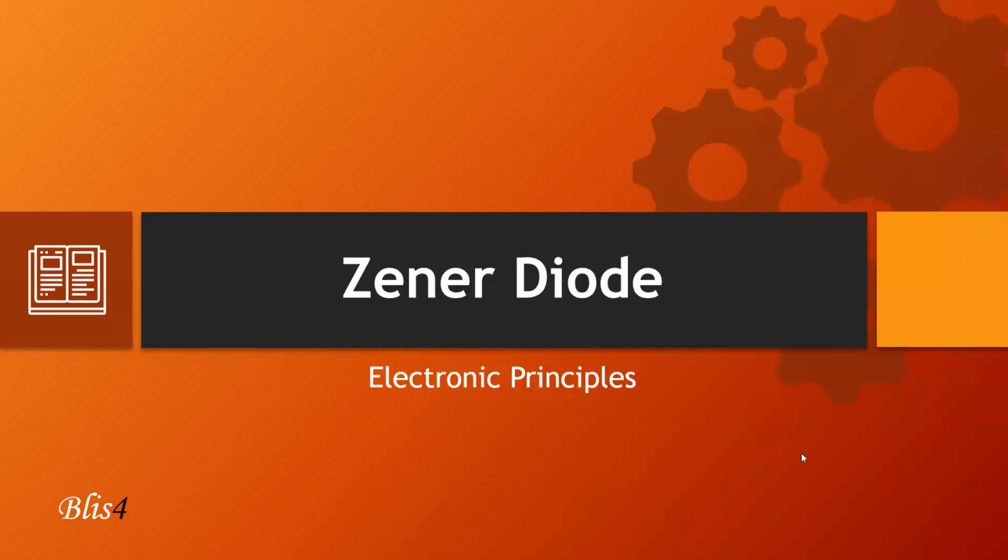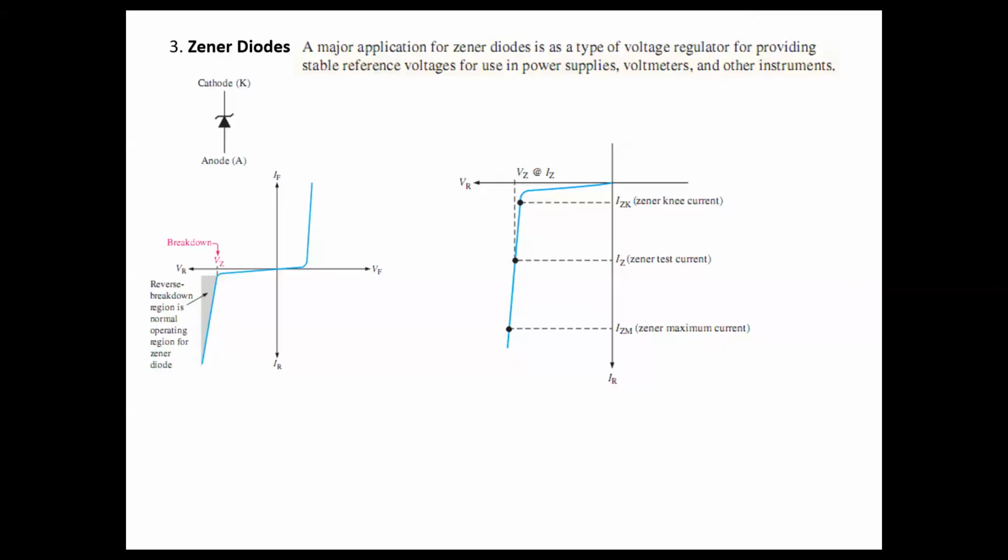Okay guys, in this video I'm going to explain how to use a Zener diode. This is the basic symbol for a Zener diode. This side is the anode and this side is the cathode. If you look at the characteristic curve of a Zener diode, it is similar to a general diode, but we have a special way of using it.